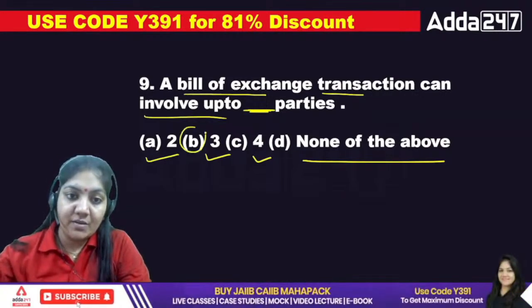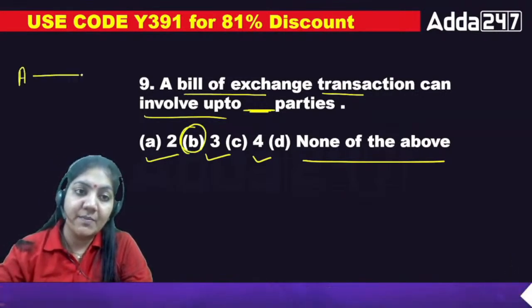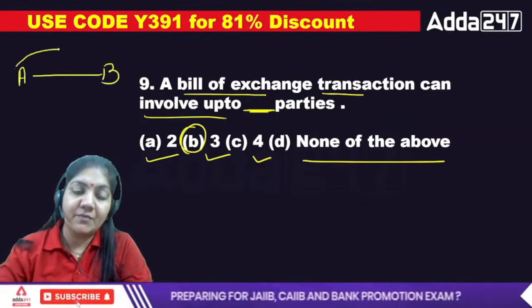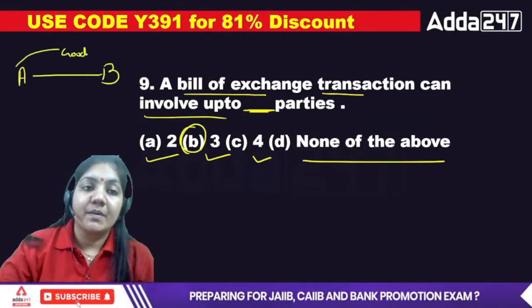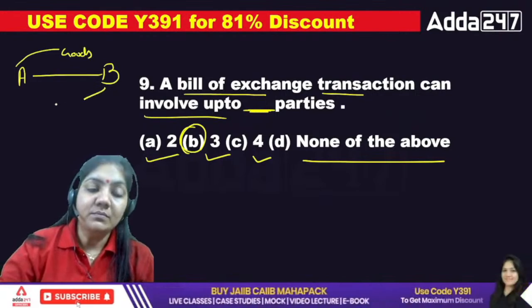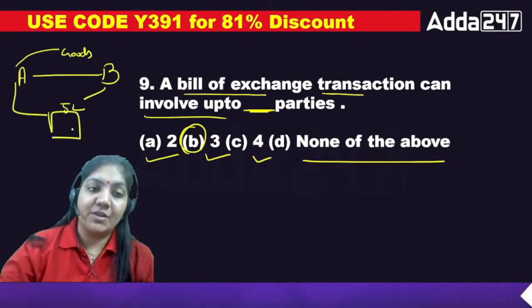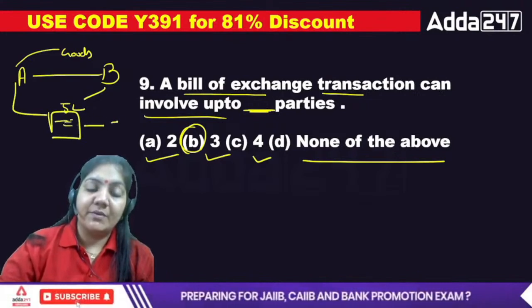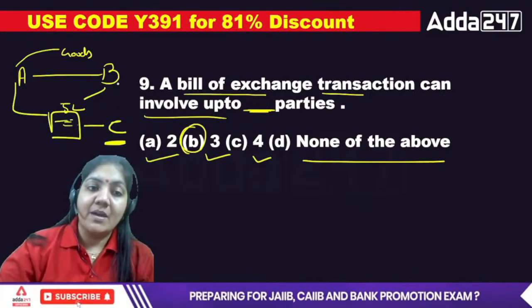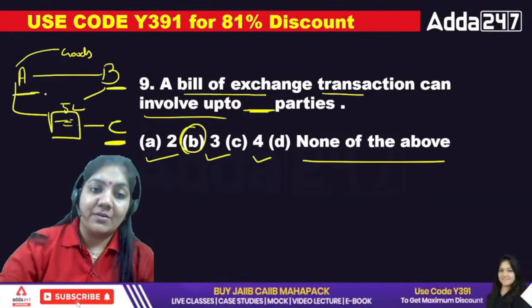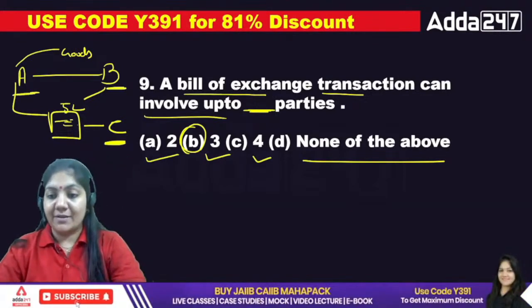Why it is 3? Because A, this is B. A have to transfer the goods to B, 5 lakh. So A will make a bill of exchange. It will be transferred to the C person. C is the payee. This is the drawee and this is the maker. So that's why 3 is the right answer.